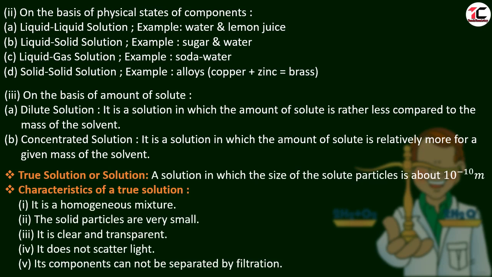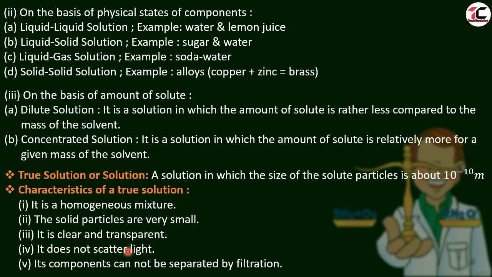True solution or solution, a solution in which the size of the solid particles is about 10 to the power minus 10, very small size, then it is called true solution or simply solution. What are the characteristics of a true solution? It is a homogeneous mixture, that means the components are uniformly mixed. The solid particles are very small, this is 10 to the power minus 10 meter. It is clear and transparent. It does not scatter light.